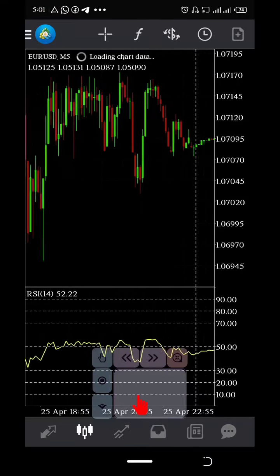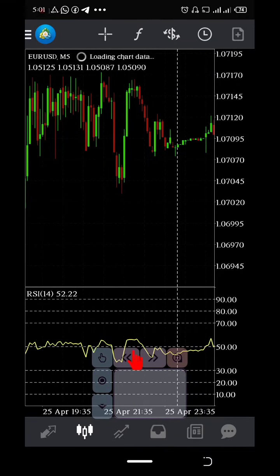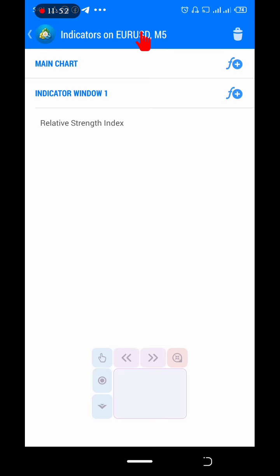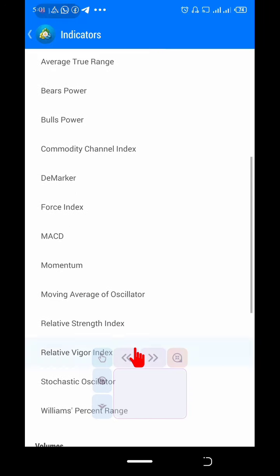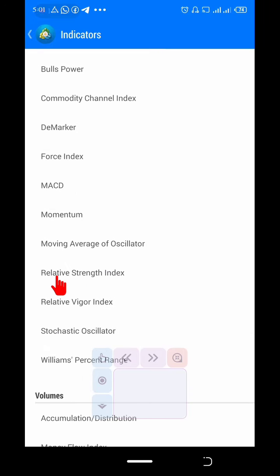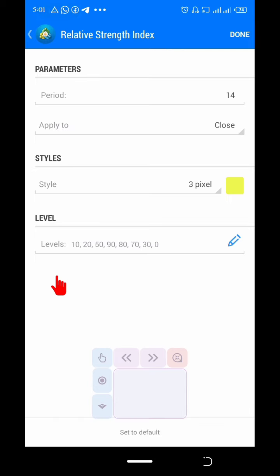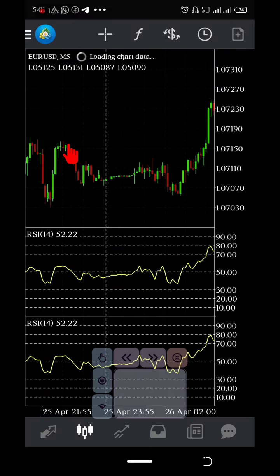Don't forget to get on these settings. Come on this F button. Click on your F button. You come to your main chart. This is your main chart. You click on your main chart and you can add your indicator, which is the RSI, relative strength index. This is it. You click on it. These are my settings. I've been trading with it and it's working for me.